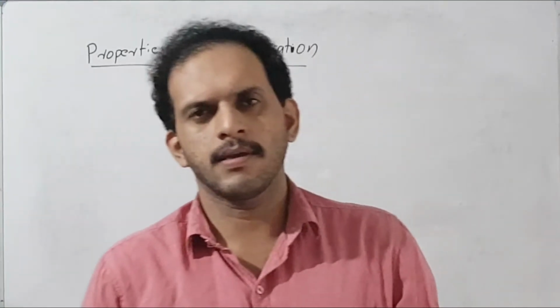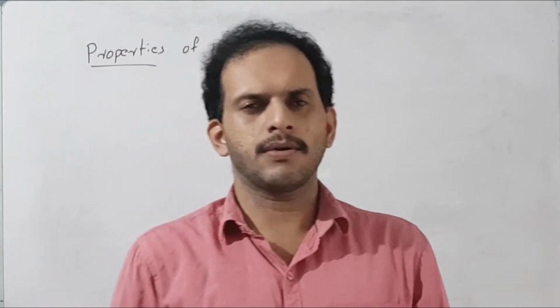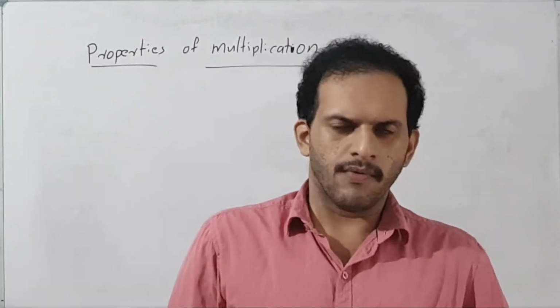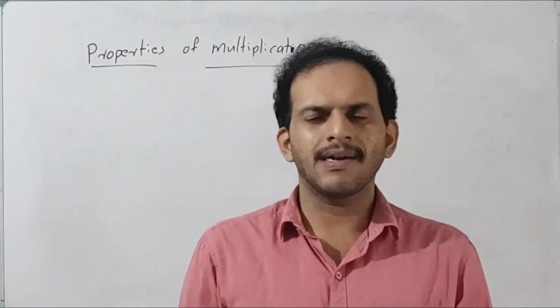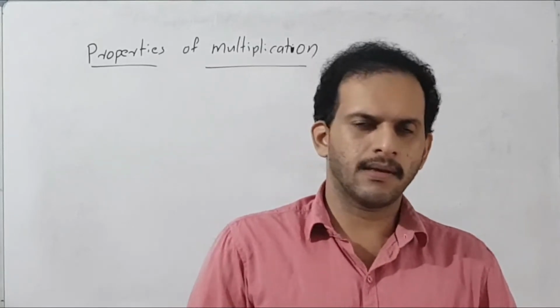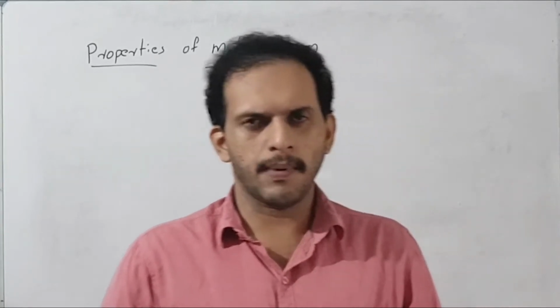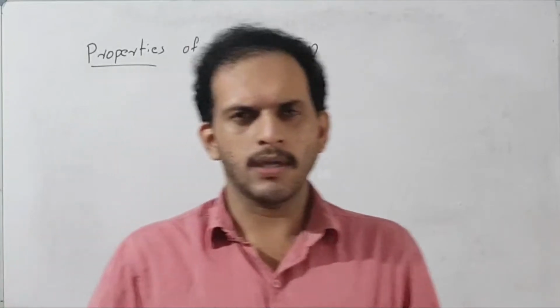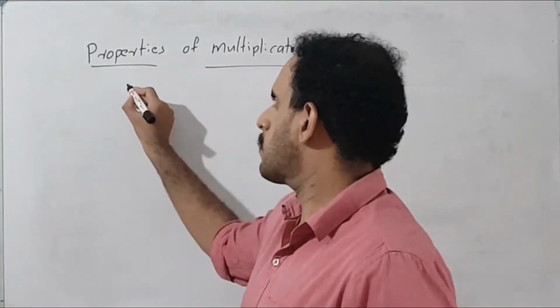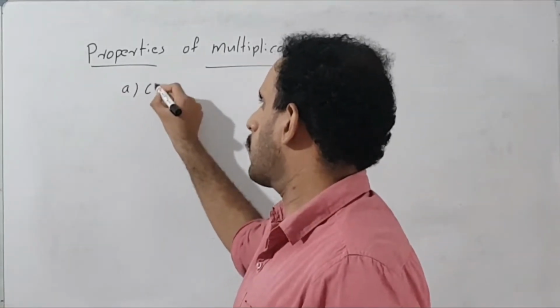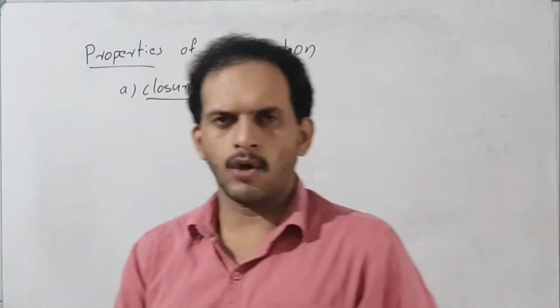Next, we are discussing the properties of multiplication. We discussed already the properties of addition and subtraction. Now we want to discuss the properties of multiplication. Then you know what is the first property? The first property is closure property.